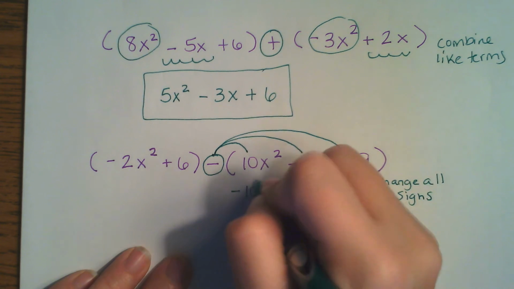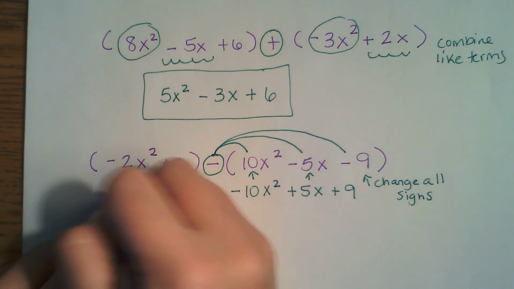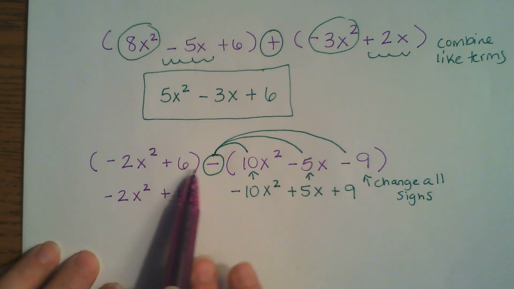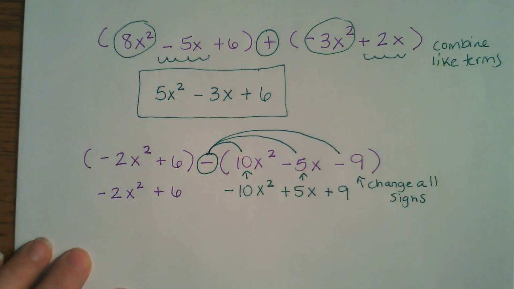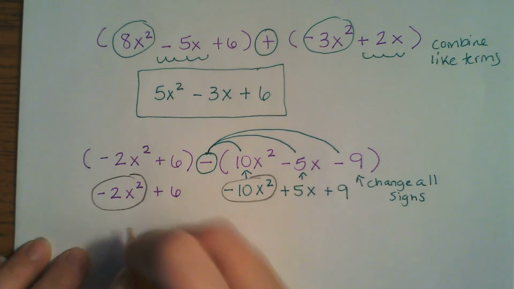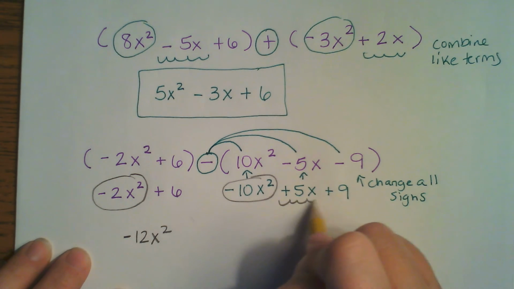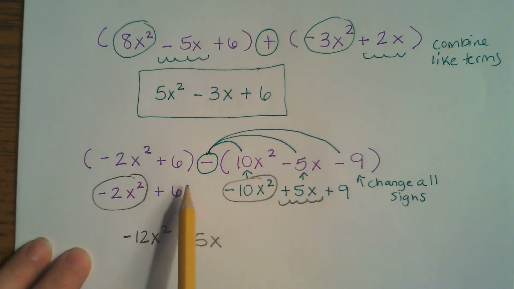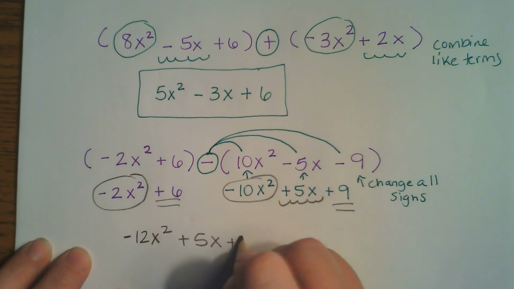Would that be negative 2x squared plus 5x plus 6? Yes. This first parenthesis I'm just going to bring down. You don't distribute backwards, only forwards. And so now he says he's got -2x squared minus 10x squared, so he said -12x squared. 5x does not have any like terms, which is fine. And then 6 plus 9, he said, was 15.